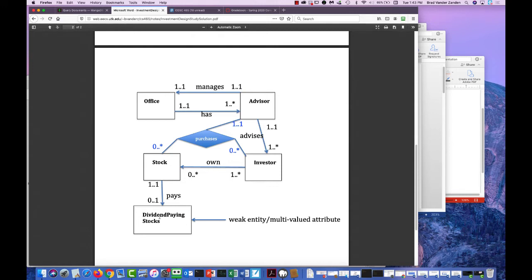Now, there is a final thing here. You'll notice, in the solution, so this is the solution now, and I know, did I ever say manages? I may have missed something.